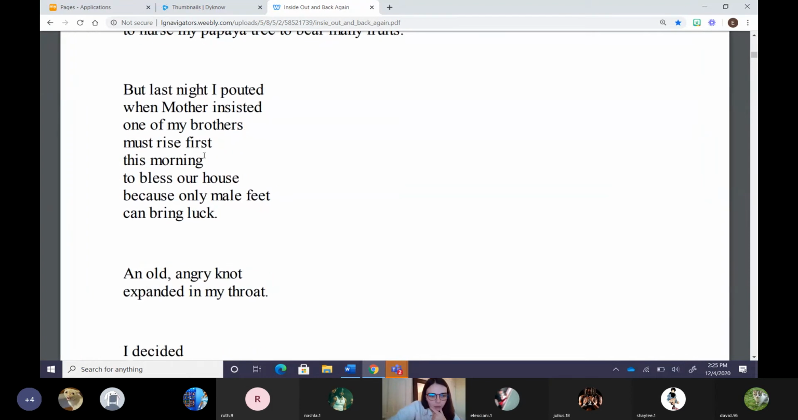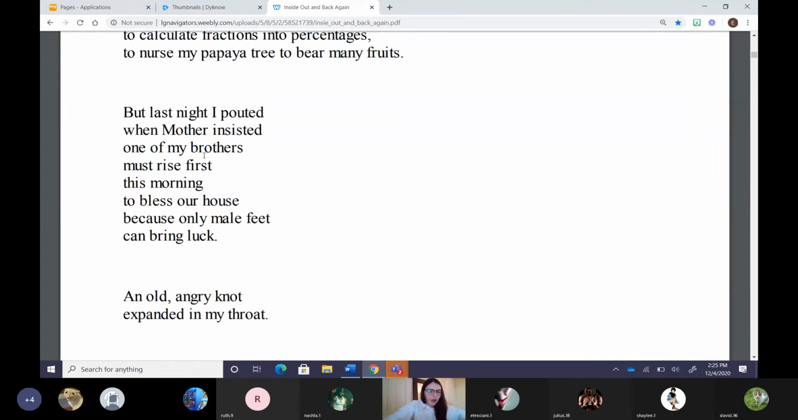The last thing I'm wondering is, what's another tradition the mom likes to follow? It's about blessing the house on Tet. It's up on my screen if you need to reread. One of the traditions is that only the boys could do the morning thing, because only the boys could bring the luck.